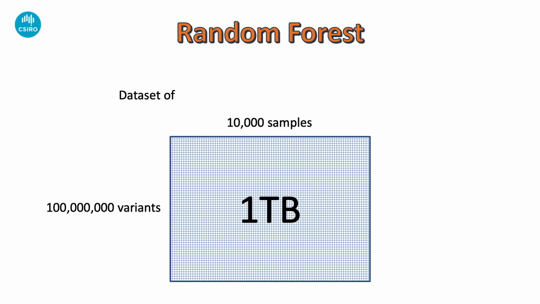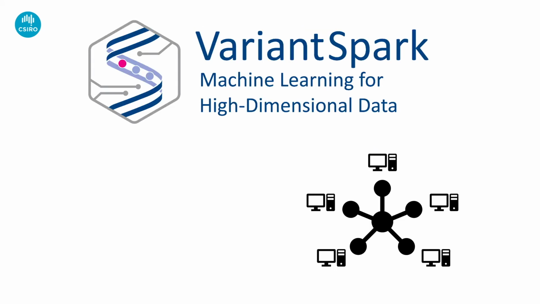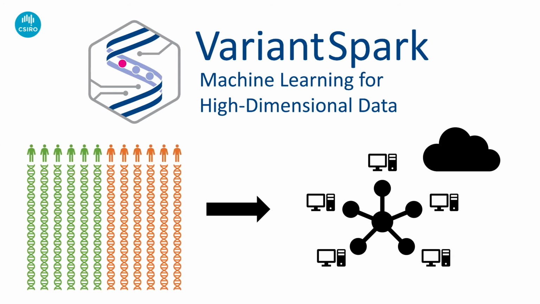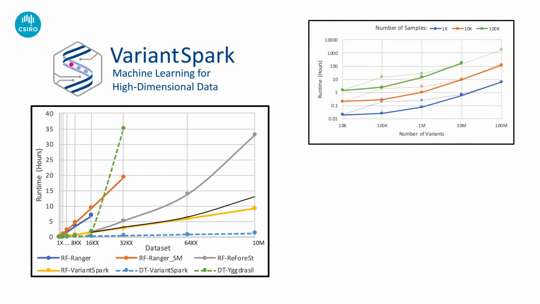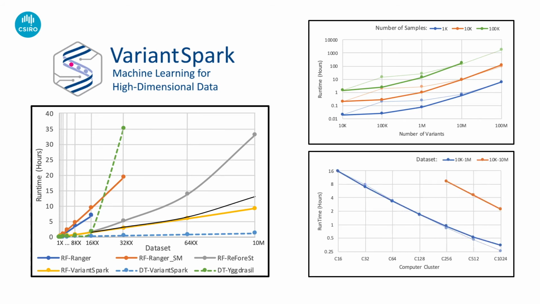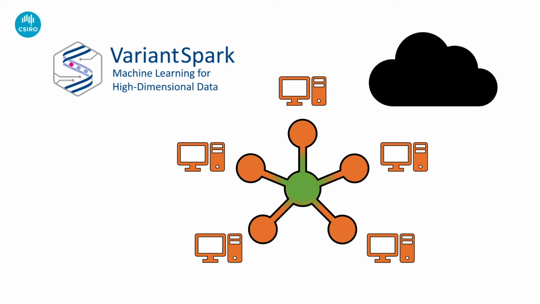We built VariantSpark, a scalable distributed implementation of random forest that optimally utilizes enormous available compute resources on the cloud, and it's tuned for genomic datasets. VariantSpark is faster than any other implementation of random forest and scales linearly with the increasing number of samples and variants as well as the size of the given computer cluster. VariantSpark implements several techniques to minimize slow network operations and keep all computers in the cluster working with maximum utilization.